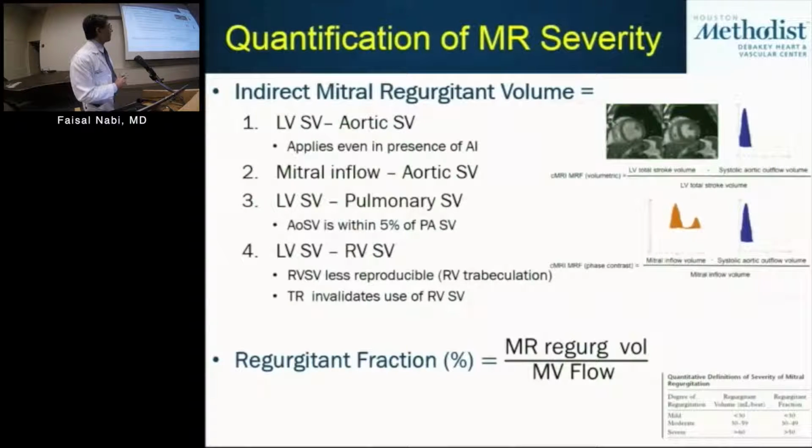We can do what the echo people do as well. We can compare our mitral inflow to our aortic stroke volume. If any of these measurements are problematic, we can even compare our LV stroke volume to our pulmonic stroke volume, or worst case scenario, simply compare our LV stroke volume to RV stroke volume. So these are a bunch of internal checks. Worst case scenario, if we have a lot of difficulty with flows or arrhythmias, as long as there are no other valvular regurgitant lesions or intracardiac shunts, we can simply compare the stroke volumes of the two ventricles to get a very reasonable assessment of the degree of regurgitation.